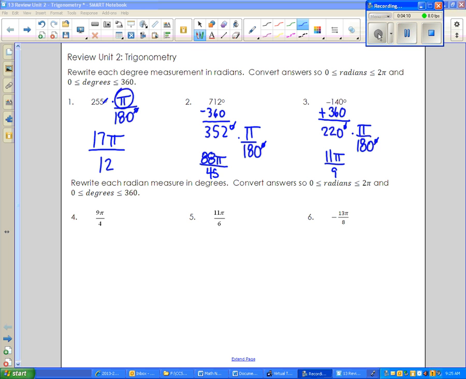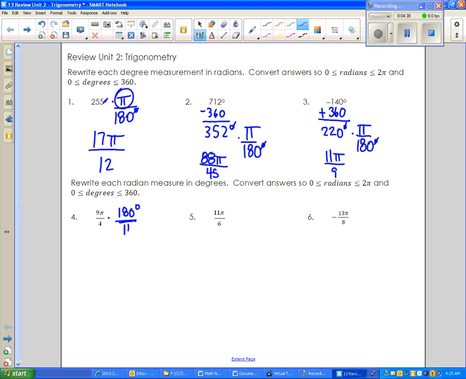Okay, in the second set of problems, now we're starting off in radians, and you can tell because there's a pi, and we need to convert it into degrees. So this time I'm still going to multiply by the fraction with the pi and the 180, but this time I'm going to flip it over because it's the pi that I need to get rid of. So if I take 9 pi over 4, I can multiply that by 180 degrees over pi, and this time my pi's are going to cancel.